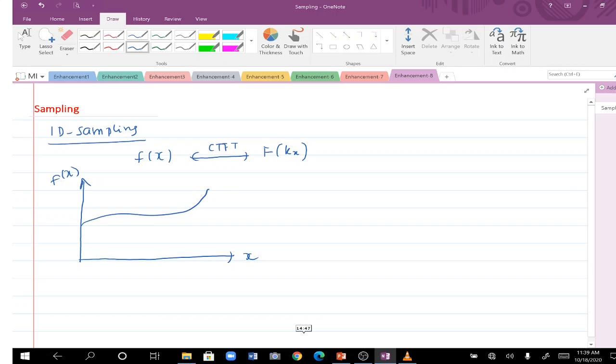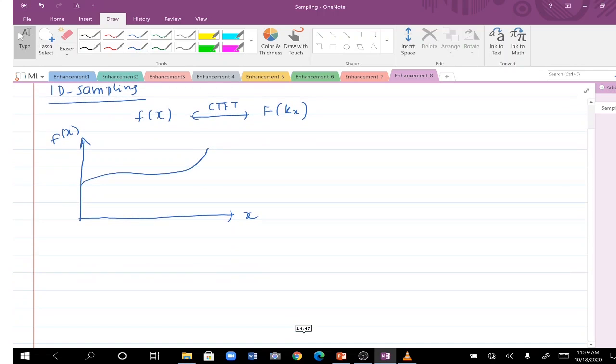Now what you would like to do is to retain its values only at regular intervals. Assume that you want to retain its values at a regular interval of x naught. So that would be x naught, at 2x naught you want to have its value, and 3x naught, and so on. So how can you do that?